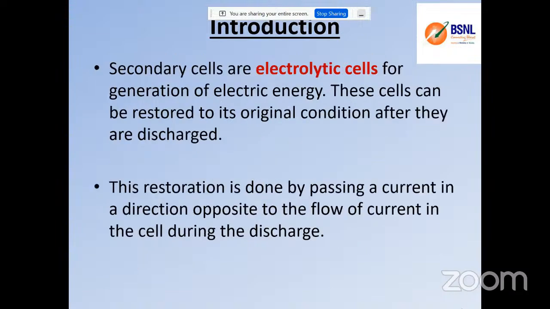The secondary cells are electrolytic cells, because electrolytic means there are chemical reactions, with anodes and cathode electrodes immersed in electrolytes. These are all basic chemical processes which are converted into electric energy. So it works vice versa. In the charging state, as I said, the electrical energy is converted into chemical energy and stored, and in the discharge condition, the process is reversed.